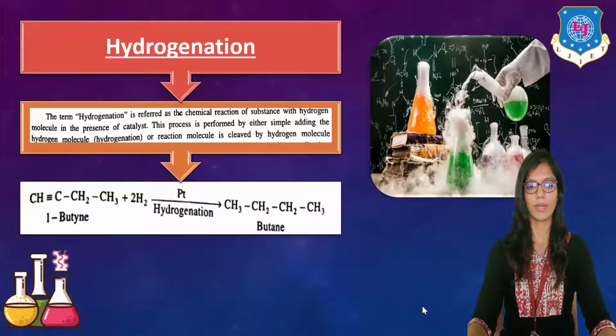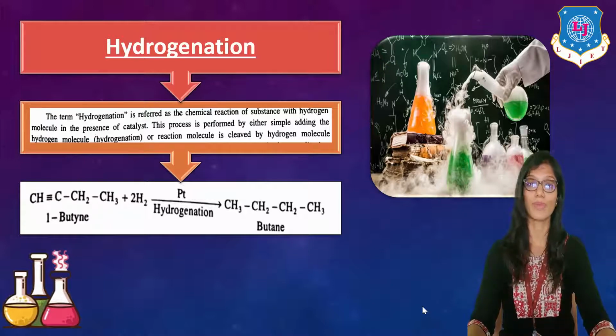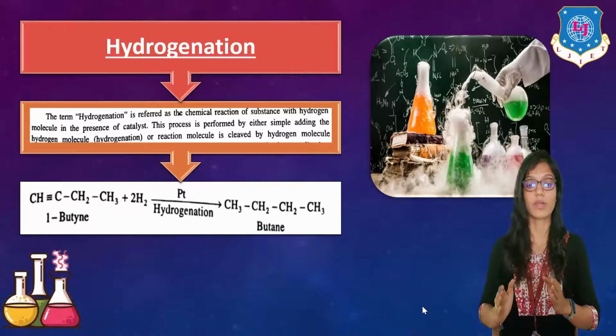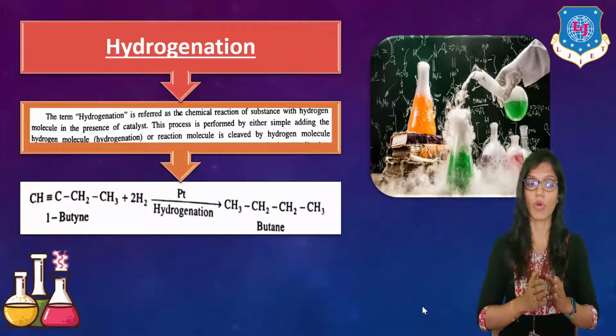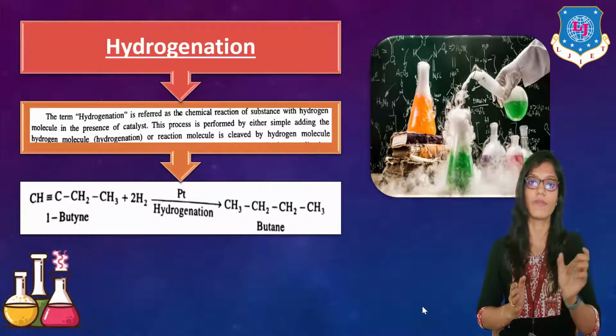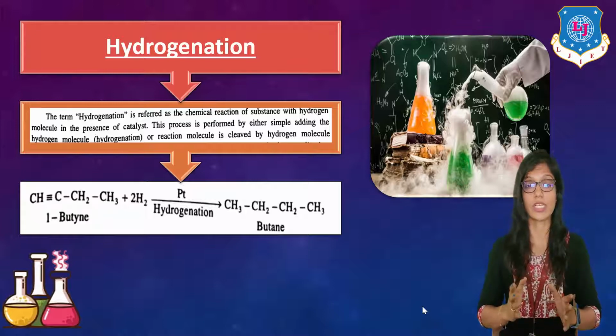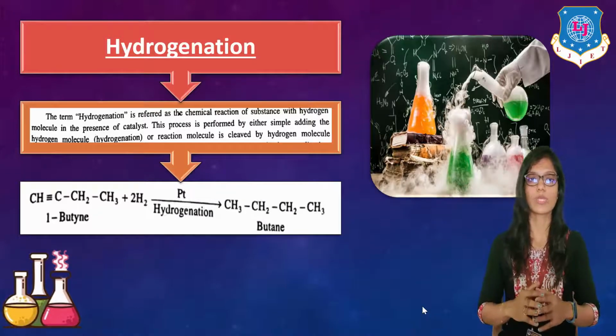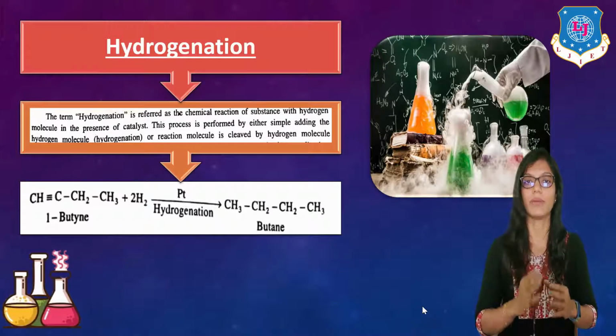As you can see in the image, 1-butyne is converted in the presence of a platinum catalyst. Hydrogenation occurs with 2H2. So 1-butyne will react with 2H2 in the presence of platinum, hydrogenation occurs and it will convert itself into butane. The triple bond is removed and hydrogen atoms are added to it. So this is basically a kind of addition reaction, right? It's a kind of organic process in which only addition is done.